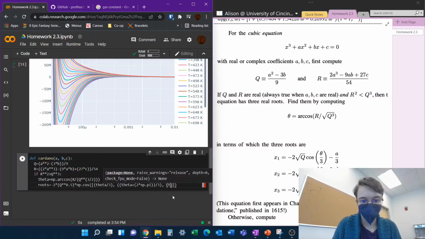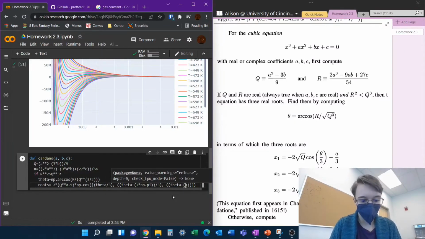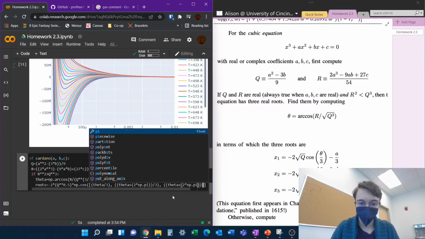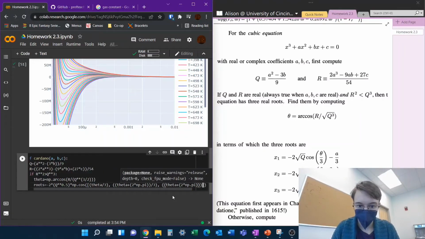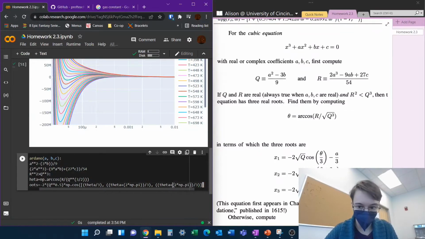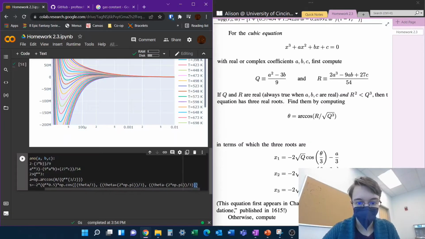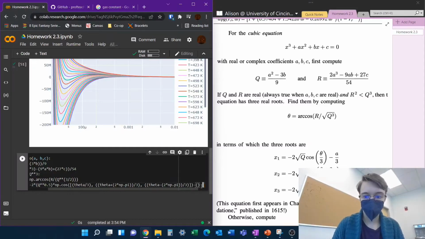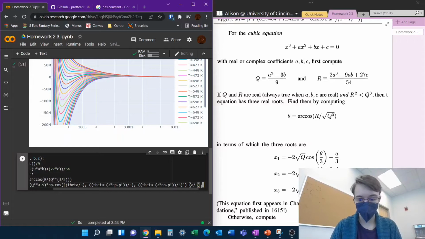plus another parenthesis of theta plus 2 times np dot pi, and then all of that's divided by 3. Oops, I just wrote the same one twice. That's supposed to be minus. np divided by 3. Alright, and then after the cosine, then will be minus a divided by 3.